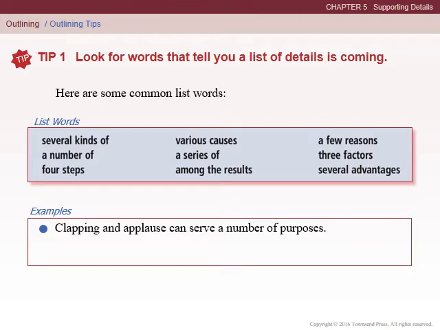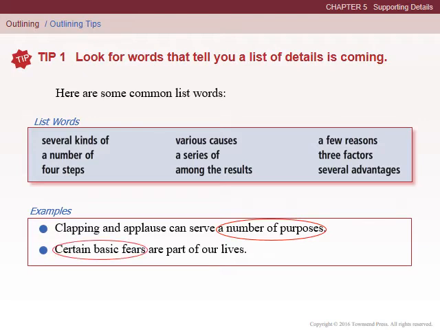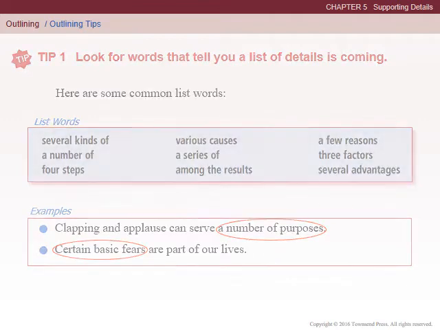So here are some examples from the paragraph we just saw. We see a number of purposes. Purposes is the same as reasons, so it's going to give all of those. In this one, we read this one as well. Here we have certain basic fears, so the paragraph is going to give us a list of fears. So that tells us the main idea.